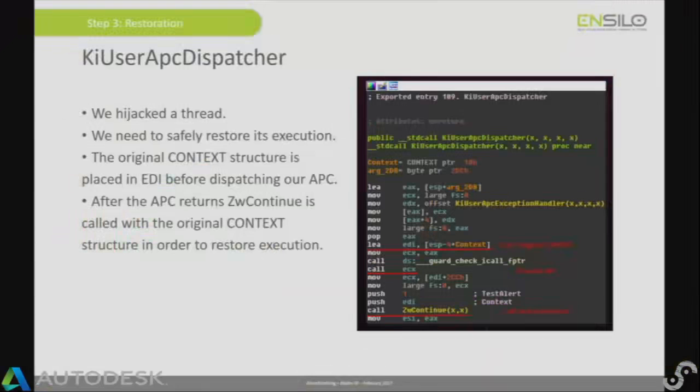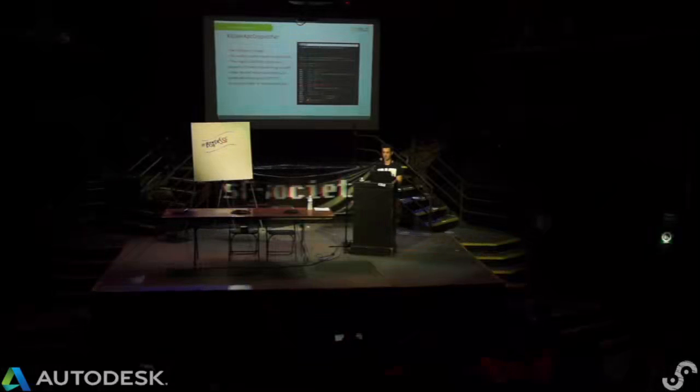And so if we take a look at KiUserApcDispatcher, which is the function that dispatches the APCs, we can see that it actually stores the original context in a register named EDI, and then dispatches the APC. And when the APC returns, it'll call ZwContinue with EDI passed as its parameter to restore the execution safely. In our case, calling the APC causes the diversion of execution to our shellcode, and so this code will never actually execute because there will never be a return to this code.